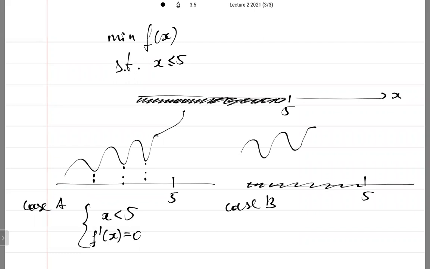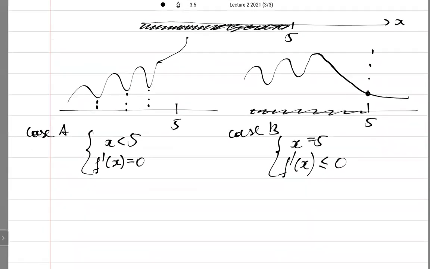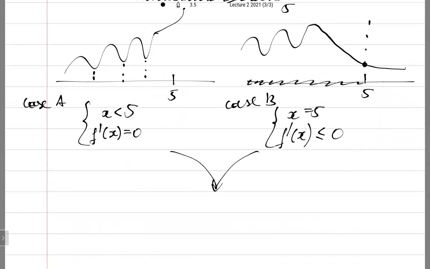The function is roughly like that. We would like to go to the right of the point 5, but that is not possible by our constraint. And so in this case, x is equal to 5, and f prime of x should have which sign? Less or equal. Yeah, less or equal to 0. And finally, we may combine these two cases in one system. Which one?